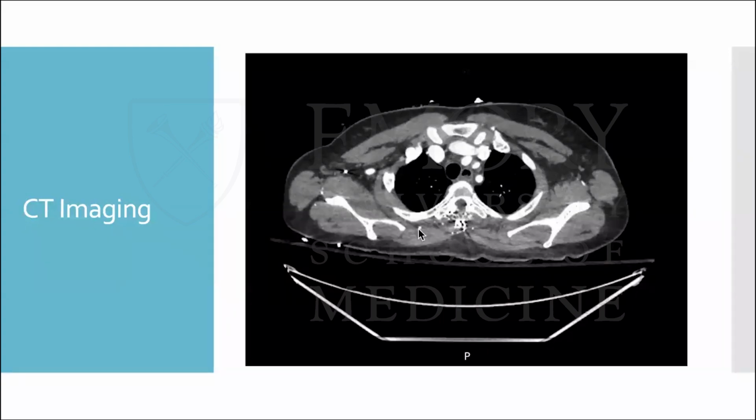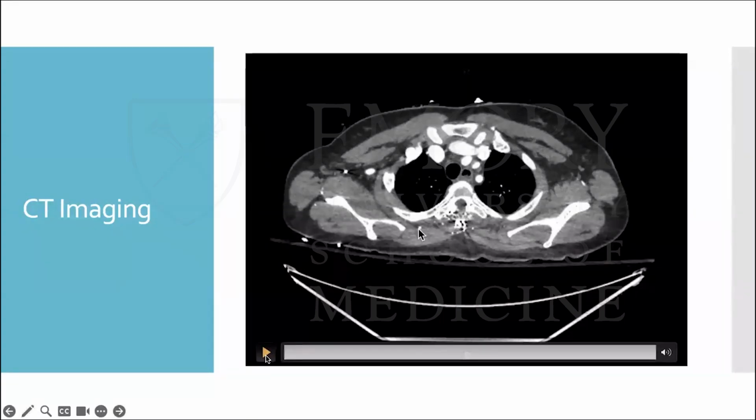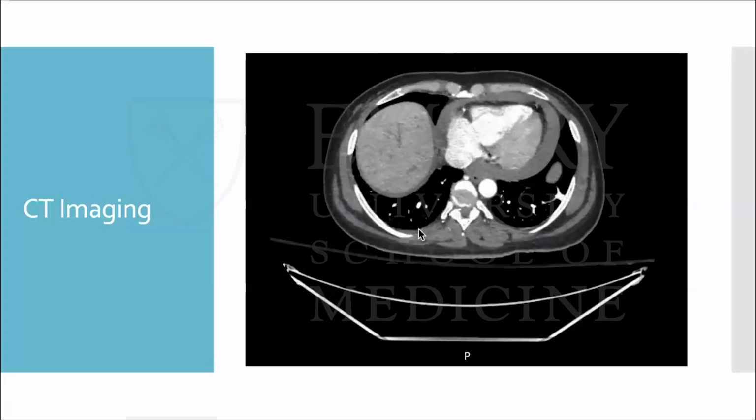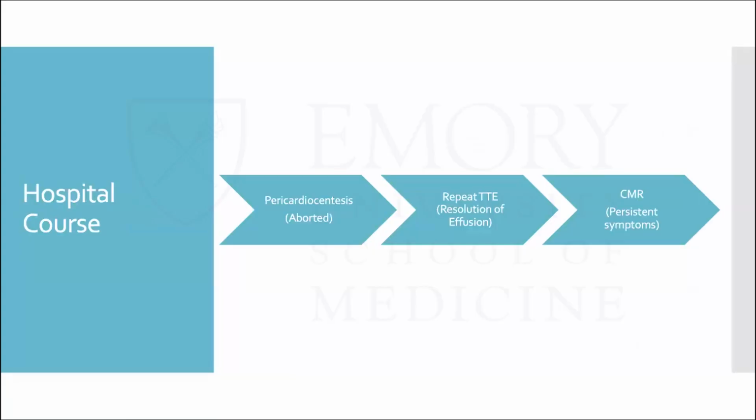So this mass that was seen was kind of missed by the radiologist, which I thought was pretty interesting. In any case, the patient was immediately seen by cardiology, and after consultation, it was thought that tamponade was the most likely cause of the patient's presentation. And so she was emergently taken to the cath lab where a pericardiocentesis was attempted.